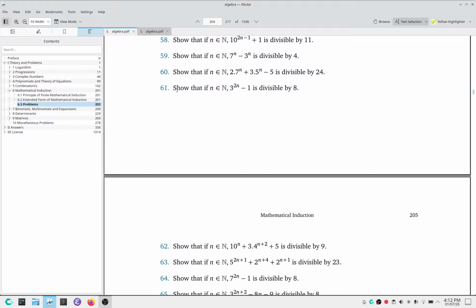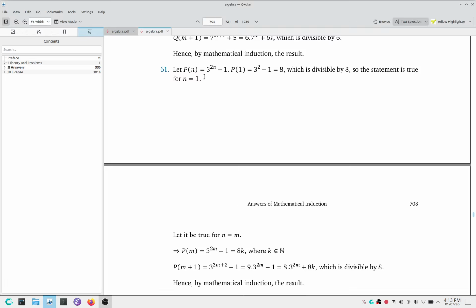Question 61 says that show that if n is in the set of natural numbers, 3 raised to the power 2n minus 1 is divisible by 8. So we put n is equal to 1, we get 3 square minus 1, that is 8, which is divisible by 8. So the statement is true for n is equal to 1.